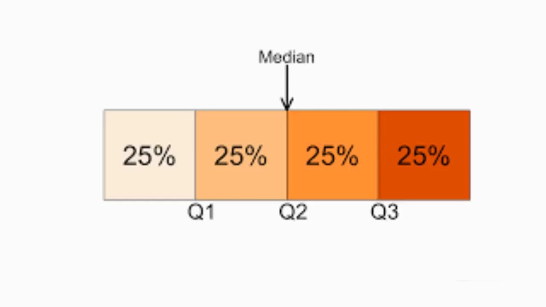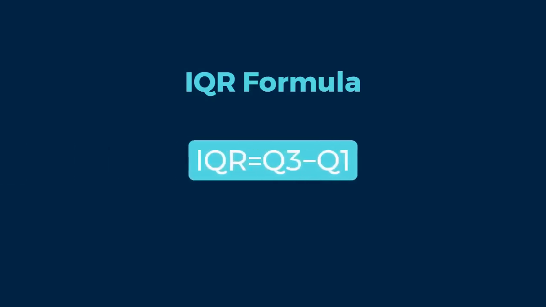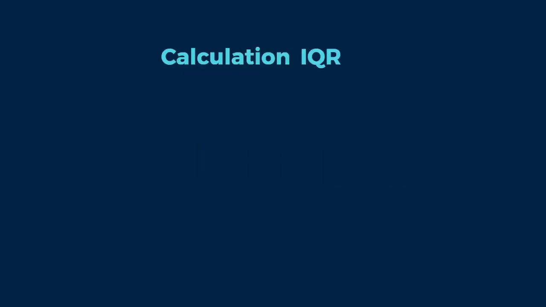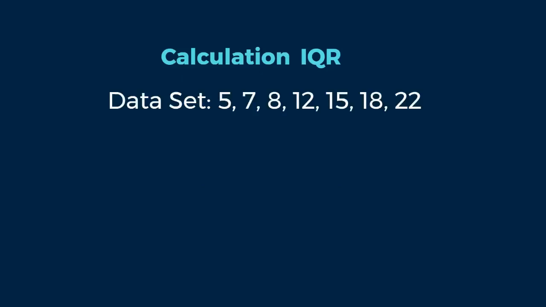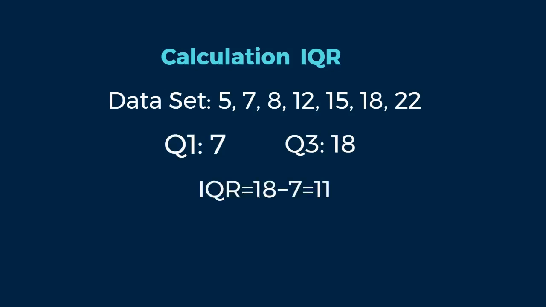To calculate the IQR, use the formula IQR equals Q3 minus Q1. This formula simply subtracts the first quartile from the third quartile. Let's calculate the IQR with this dataset: 5, 7, 8, 12, 15, 18, 22. The first quartile, Q1, is 7 and the third quartile, Q3, is 18. Subtracting Q1 from Q3 gives us IQR equals 18 minus 7 equals 11. So, the IQR is 11.